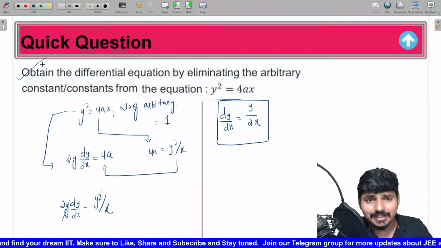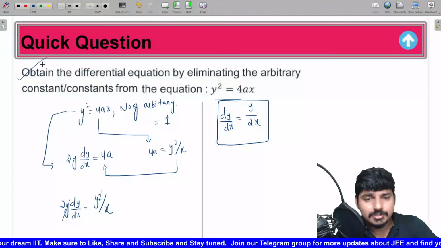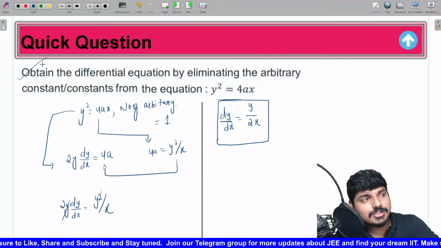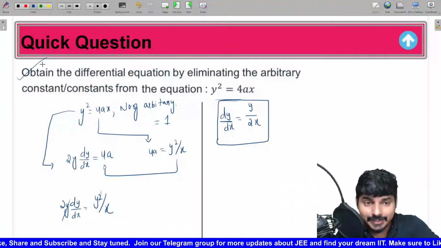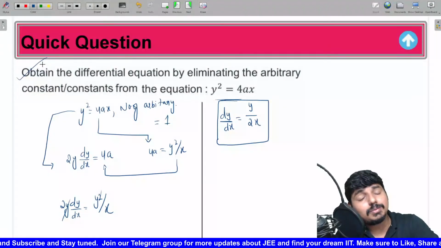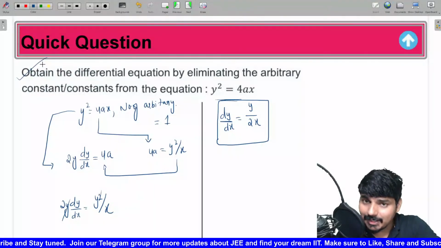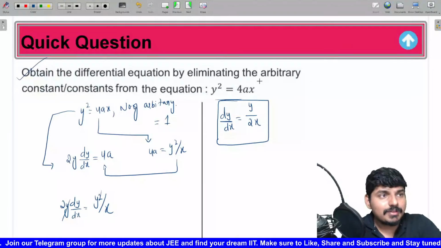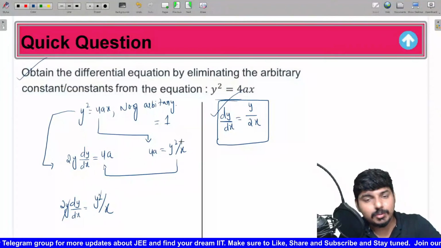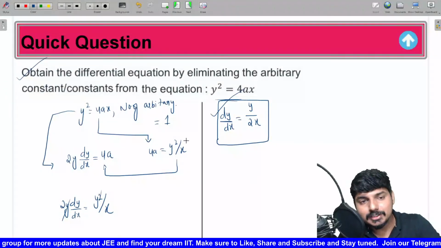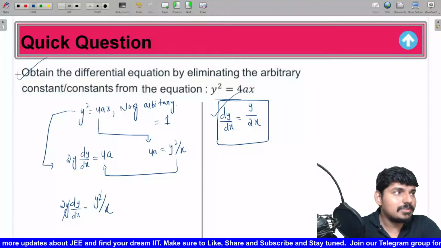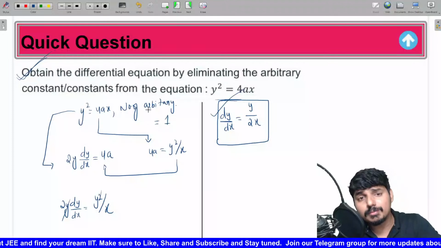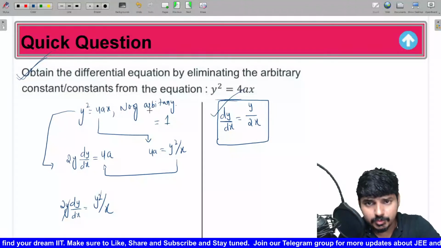So very simple, right? First see the equation. You count the number of arbitrary constants. You differentiate that equation that many times. And after that, you eliminate that arbitrary constant. After eliminating the arbitrary constant, whatever resulting differential equation you get is the answer. Okay, so I hope this question is clear for all the students. The concept of formation of a differential equation is clear for you.